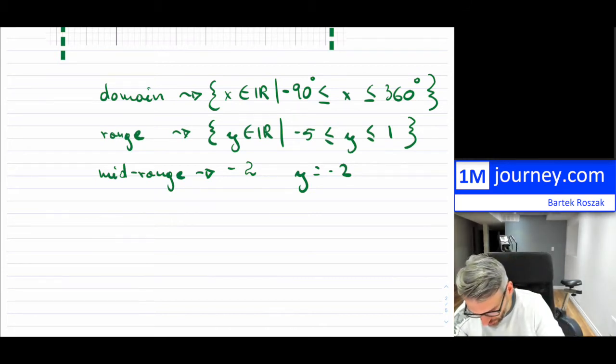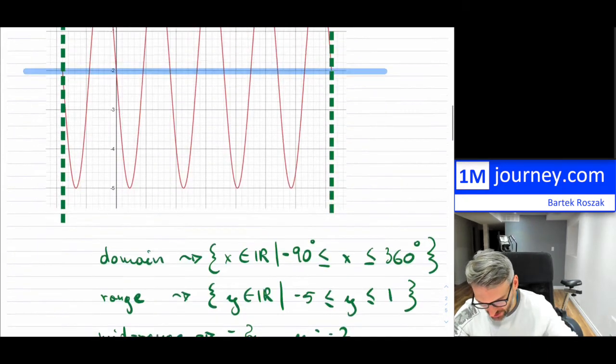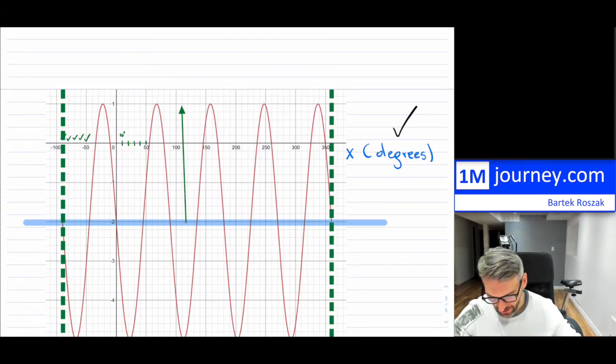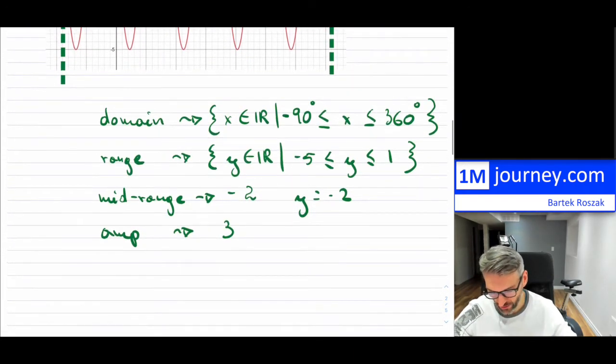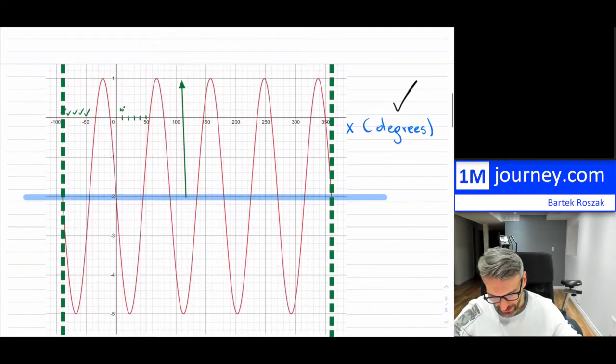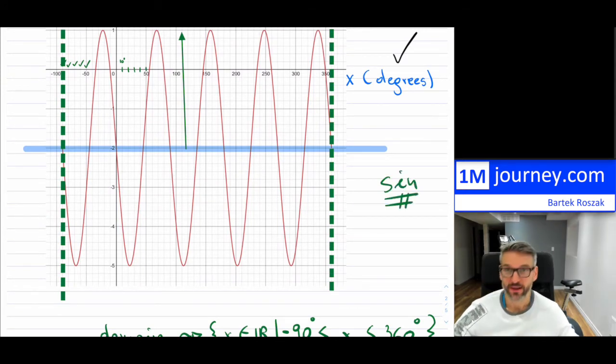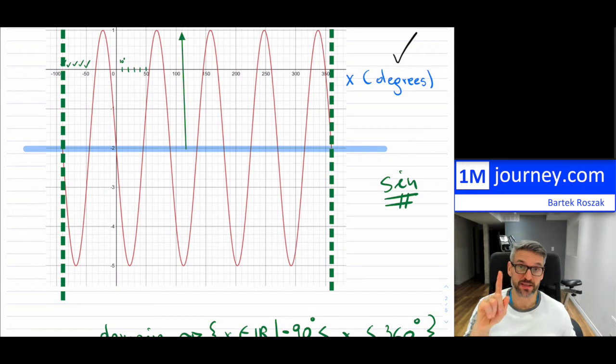My amplitude I can say is 3. So that's the height from here to here. And that right away already tells me, let's say for this first example, we're going to try to find this as a sine function. And it's not unique because a sine function can always be shifted back and forth, because it's periodic. So that's something you have to remember.